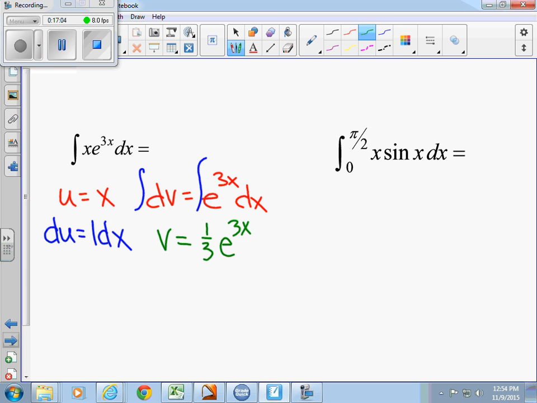You may need to go do a side note and do a U substitution. I would make it a side note, that way you don't get your two different U's confused. You might even call that U something else, some other letter. Du would be 3 dx. So 1/3 du would be dx, and that's where you see the 1/3 coming out of that integral. So at some point you've got to get that 1/3 in there.